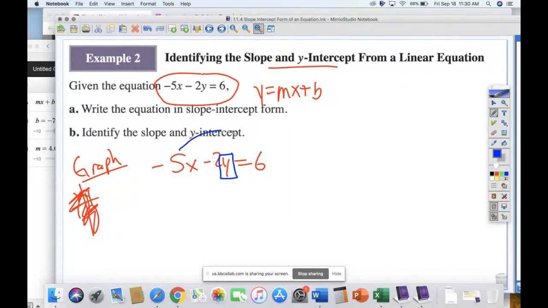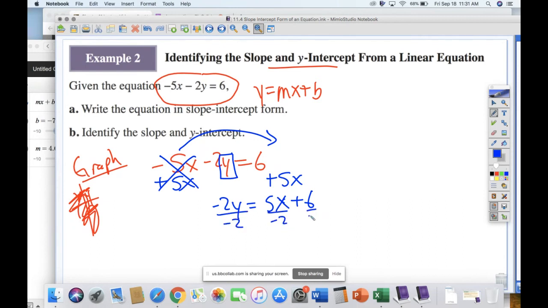To do that, I need to get everything to the other side. So this minus 5x has got to go to the other side by adding 5x. And I get minus 2y equals 5x plus 6. Could you write it as 6 plus 5x? Sure. But you can't write 11x. Don't do that. 5x and 6 are not like terms, so you can't put them together. You can just rewrite them. I don't have y by itself yet. I have minus 2y, so I have to divide everything by minus 2. That gets y by itself, and I get minus 5 halves x. And 6 divided by 2 is, I don't know why I put a plus there, because it's minus 3.